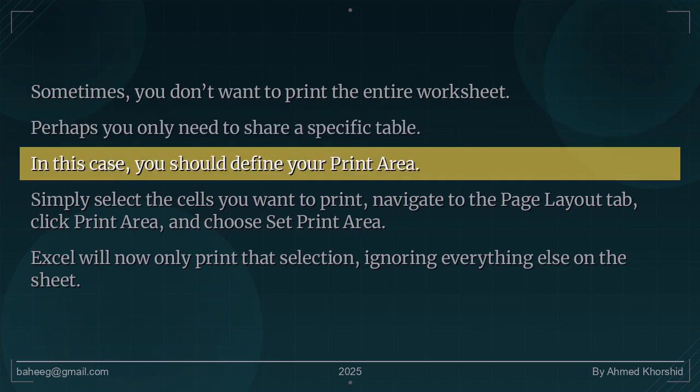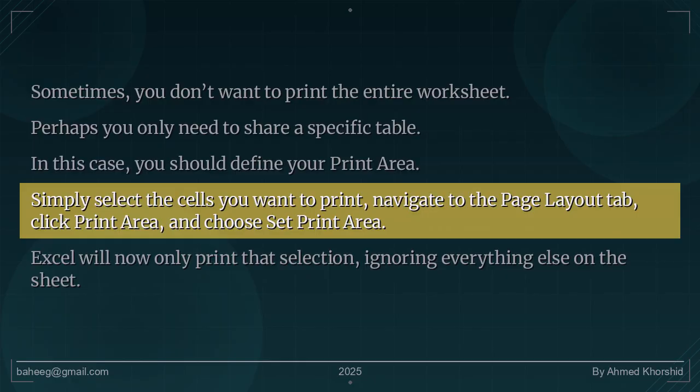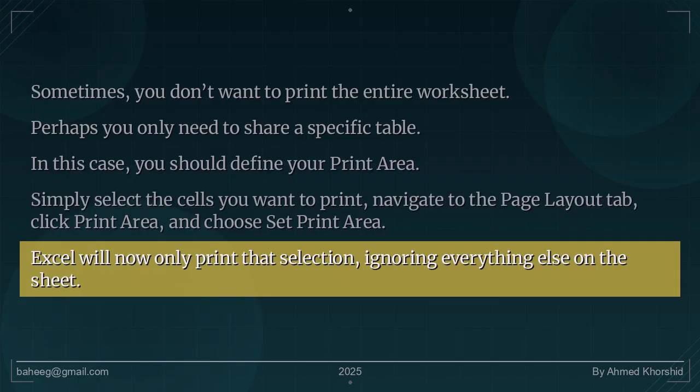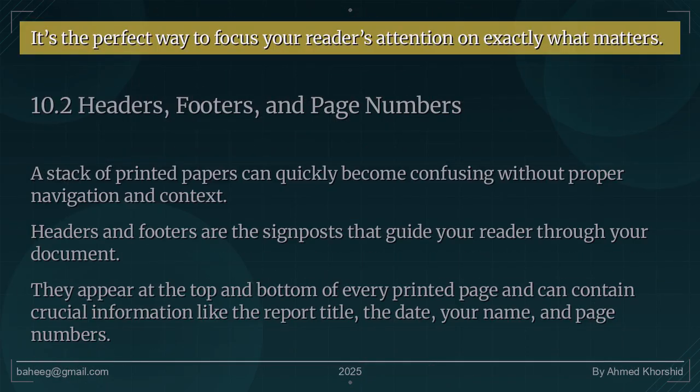In this case, you should define your print area. Simply select the cells you want to print, navigate to the Page Layout tab, click Print Area, and choose Set Print Area. Excel will now only print that selection, ignoring everything else on the sheet. It's the perfect way to focus your reader's attention on exactly what matters.